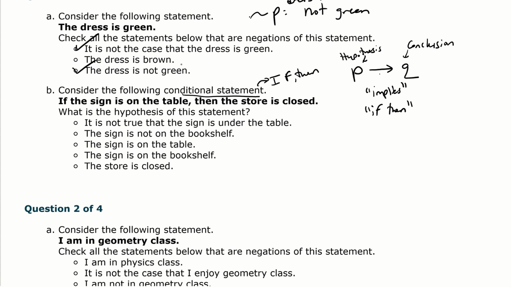All right, so if the sign is on the table, then the store is closed. What is the hypothesis? So the hypothesis is the P, which in this case, the if P, then Q, right? So P is the hypothesis, so it's got to be the sign is on the table, okay? So the sign is on the table, that's my hypothesis. I'll just circle it.